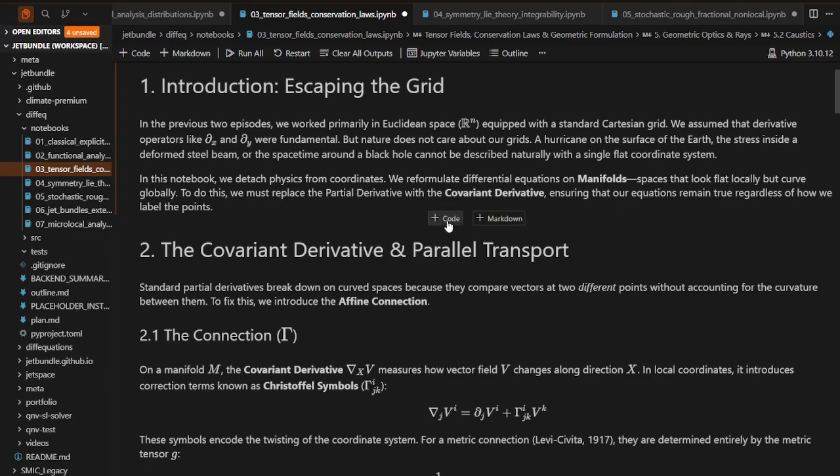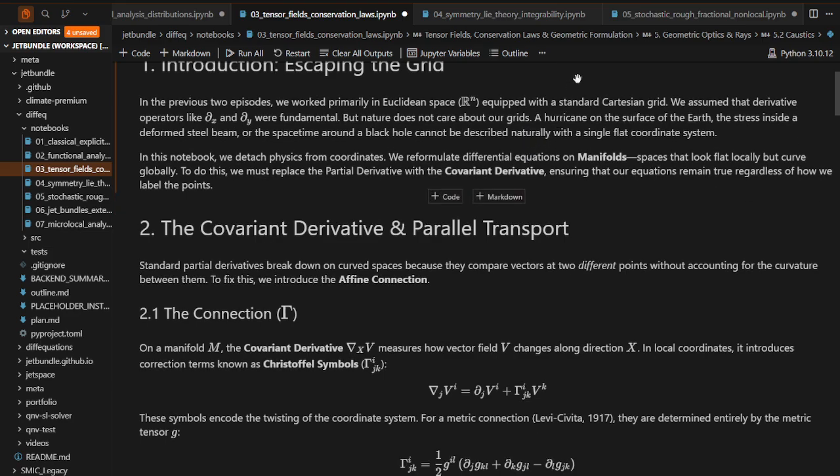But the real world isn't flat, okay? You can imagine a hurricane swirling on Earth's spherical surface, and the weather people need to solve that. Or a stress in a bent steel beam, or warped space-time near a black hole. These can't be captured with Euclidean space. So to handle this, we need to reformulate physics onto spaces which we'll call manifolds. These are spaces that look flat up close. As we zoom in really closely, it looks flat locally, but they actually curve overall.